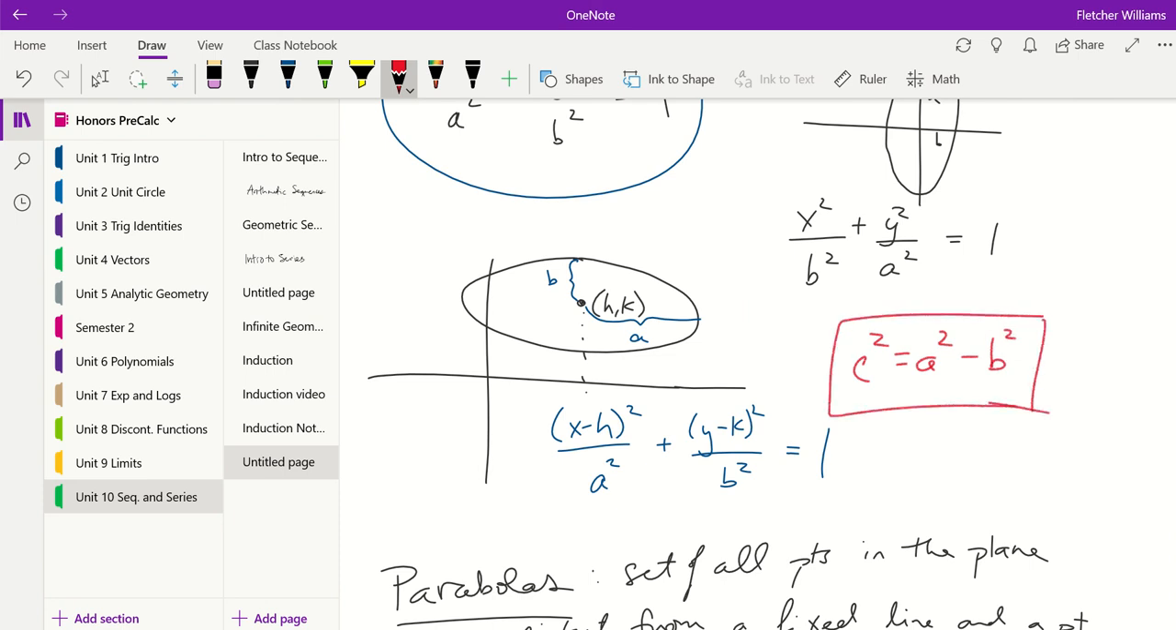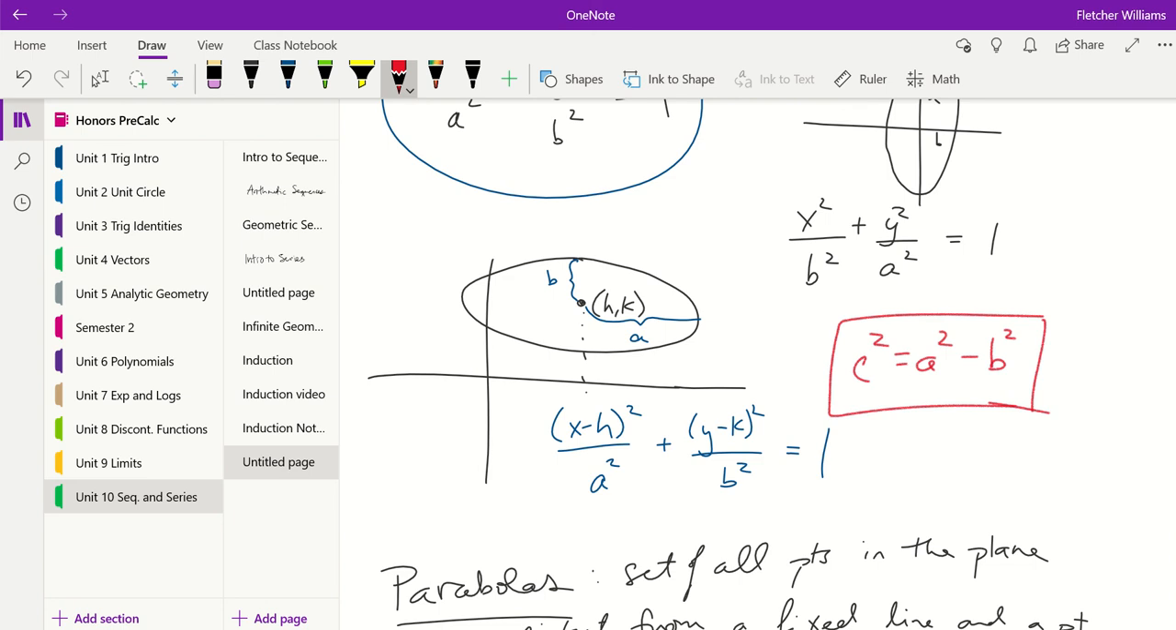Is the A the distance of the box, or from both sides? So the A is the distance from the center to the vertex, which is the side of the box. Yes. Well, I guess it's half of the side of the box, because it goes on both. You know what I mean?